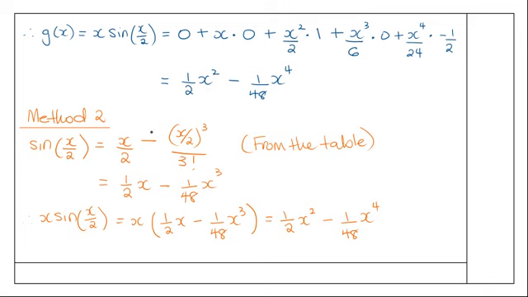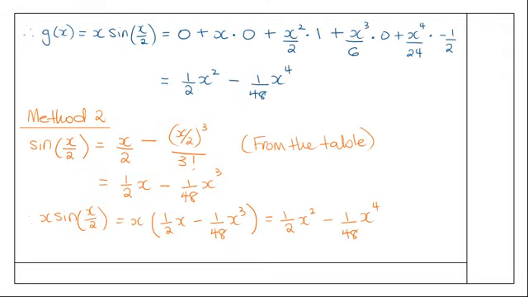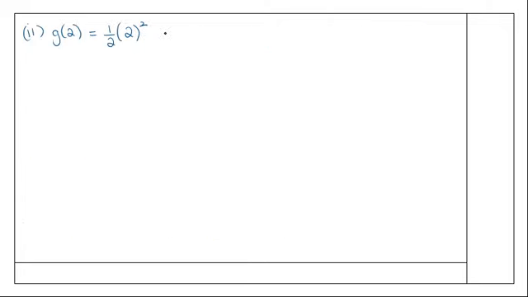So it's going to be half times 2 squared minus 1 over 48, 2 to the fourth. And that gives me 5 over 3.